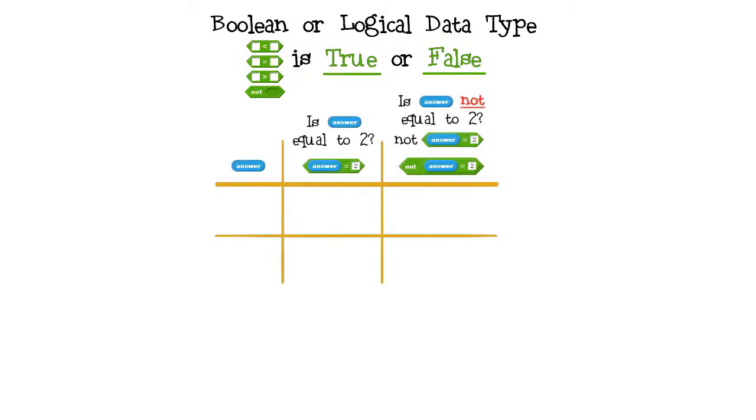For this program, I'm interested when answer is 2 or not 2. I'll pick a couple different values. I'll try answer is 1 and answer is 2. Is answer equal to 2? 1 is not equal to 2. This is false.